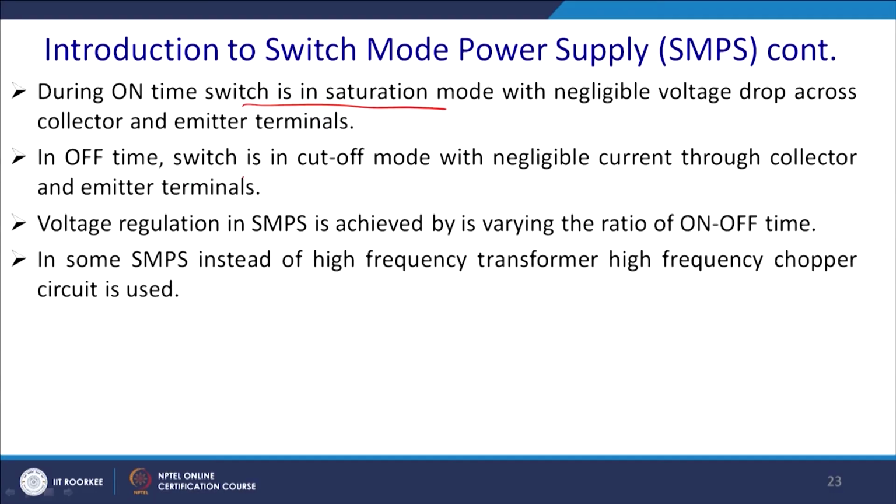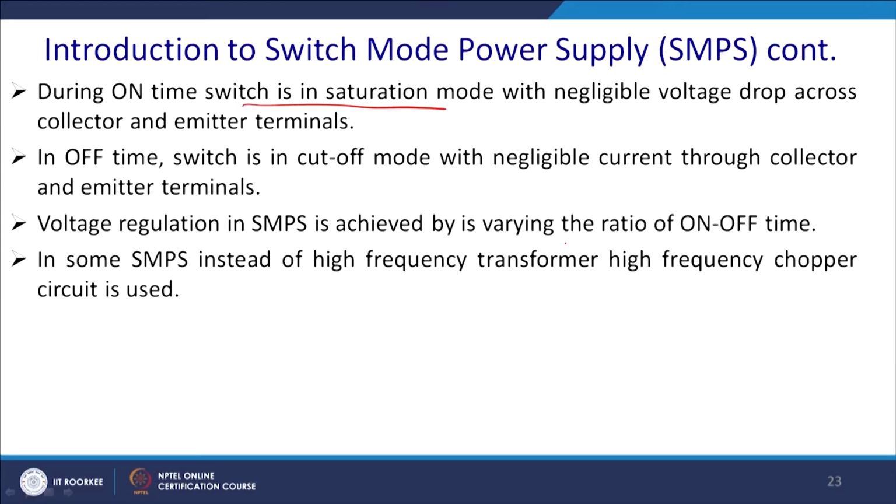The off time of the switch is in cut-off mode, with a negligible current through the collector and emitter, or drain and source, and thus turn-off losses are basically nil when it is switched off. So, almost an open circuit condition prevails, and when it is switched on, a short circuit condition prevails. The voltage regulation in SMPS is achieved by varying the ratio of T on and T off.